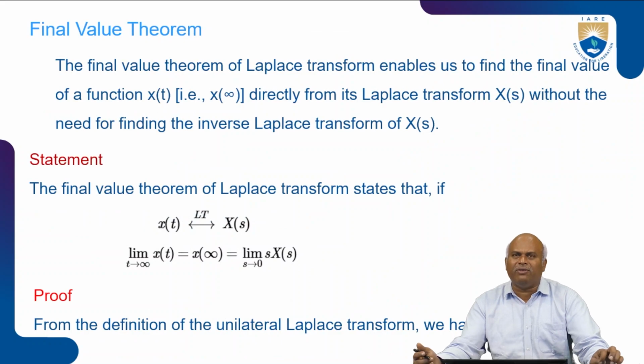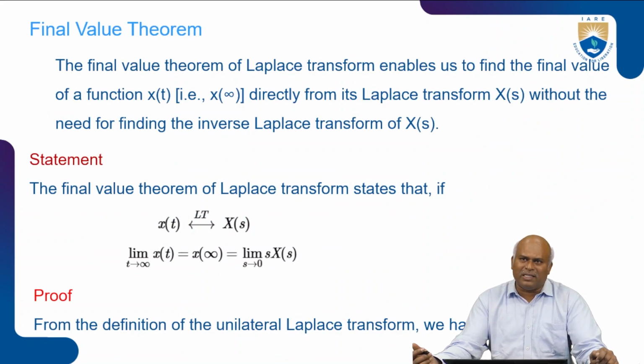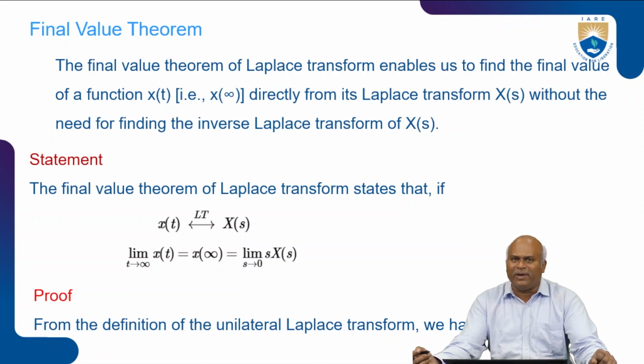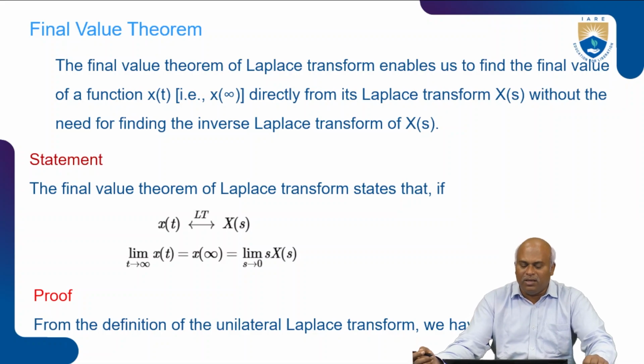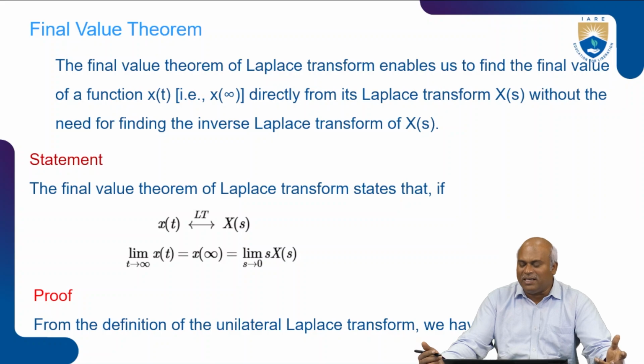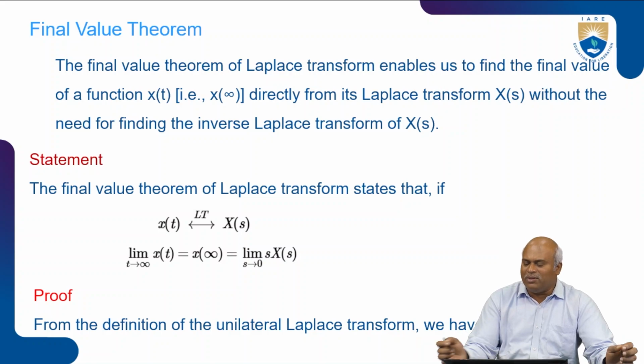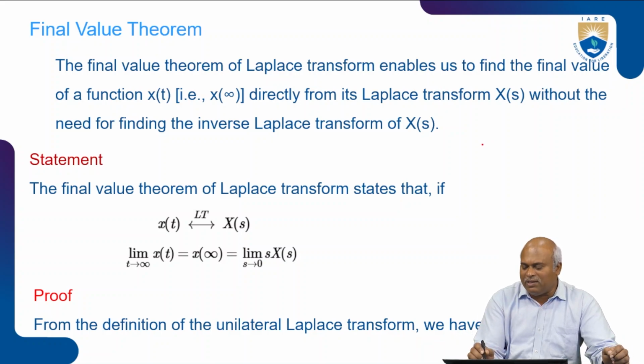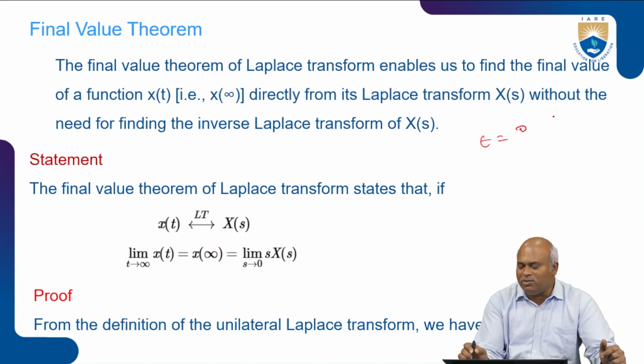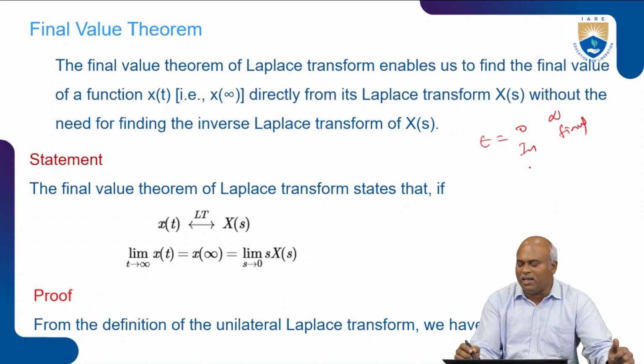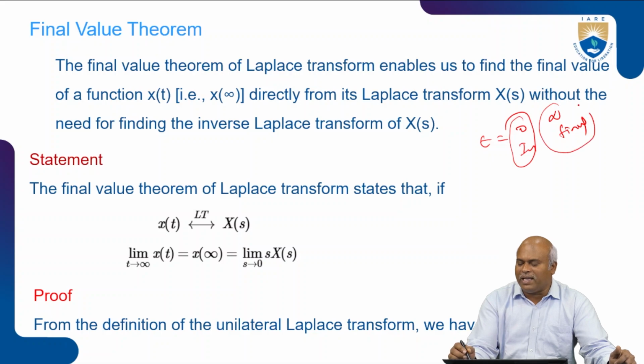Next, we go for the final value theorem. The final value theorem of the Laplace transform enables us to find the final value of the function x of t. The final value means it is represented at infinity. For a unidirectional signal, the signal is present from t equal to 0 to infinity. This is initial, this is final. Now that we proved the initial value theorem, we go for the final case.